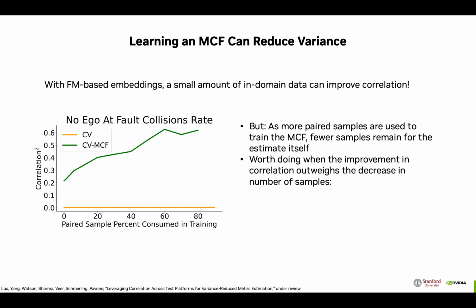Well, we show in this plot here that even with a very minimal amount of paired real-world and simulated data, we can learn a metric correlator function that is much more correlated, on the green line, with the target random variable of interest, because we exploit foundation model features that already have some knowledge of how, for example, an average displacement error type of metric might correlate with the closed loop.